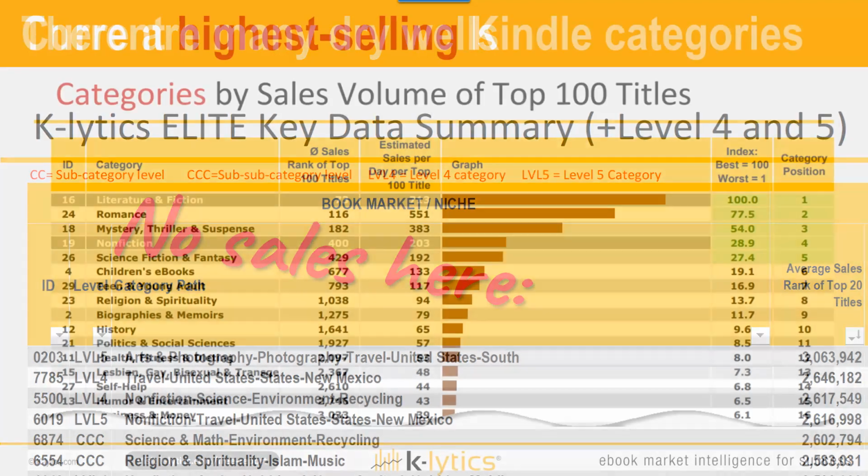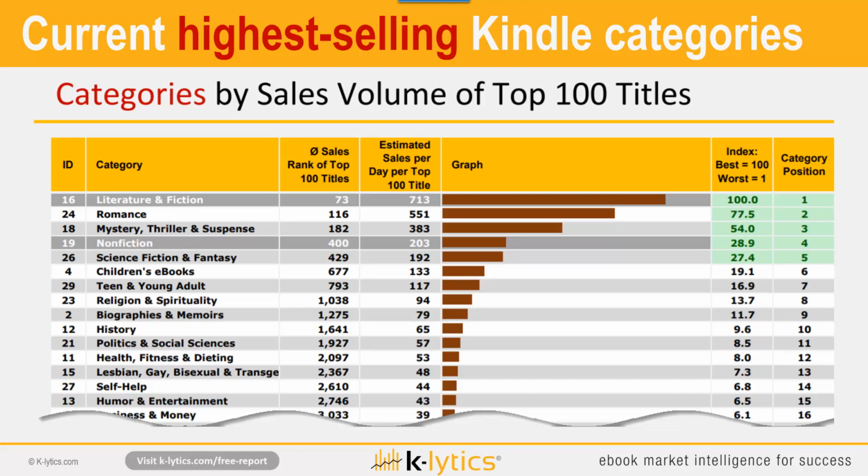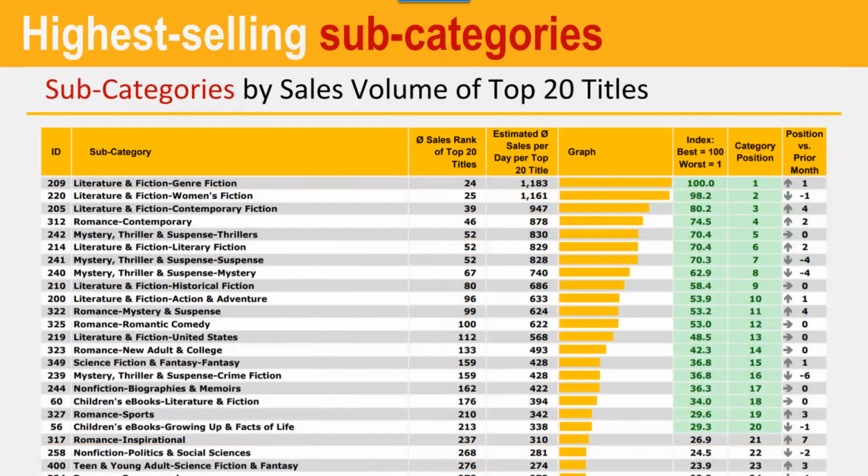By contrast, you have to face the fact that the highest selling Kindle categories will be romance, it will be mystery, thriller, suspense. Sometimes non-fiction or science fiction and fantasy will come next in rank, then children's ebooks. This is more a phenomenon here of the lockdown period, then teen young adult, and then it becomes pretty niche pretty quickly. And that picture is just reinforced if you break it down to the next level of detail.